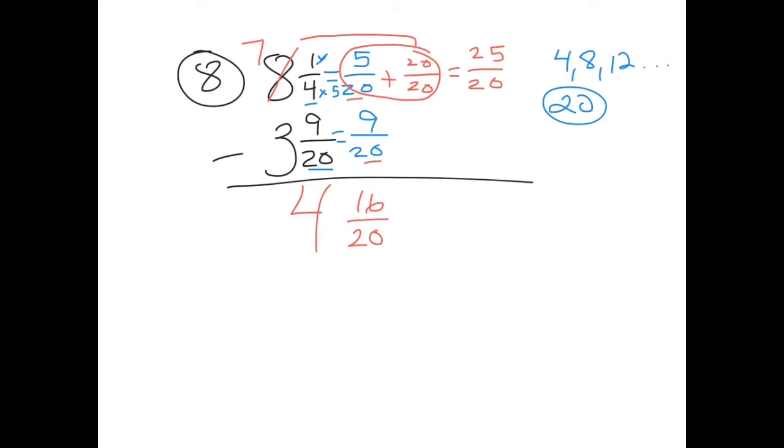3 won't work. 3 doesn't go into 16 or 20. What about 4? Well, I know 4 times 4 is 16. 4 times 5 is 20. So I can use 4 for sure. I got to remember to keep that whole number because it's still part of that simpler form of this mixed number. 16 divided by 4 is 4. 20 divided by 4 is 5. Now I'm looking at 4 and 4/5, and that is simplest form in my book.